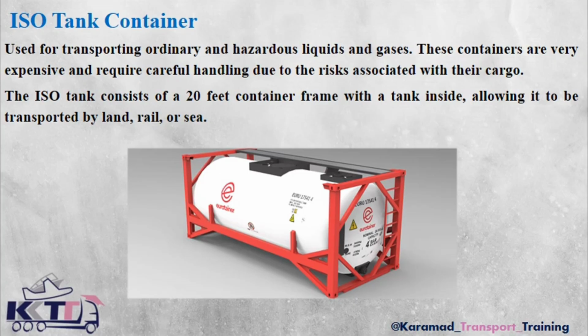An ISO tank consists of a 20-foot container frame with a tank placed inside it. As you can see in the illustration, in terms of dimensions, the frame in which the tank is placed is similar to a 20-foot container, with a special shape. This frame allows the ISO tank to be transported in various ways, such as by road, rail, and sea.